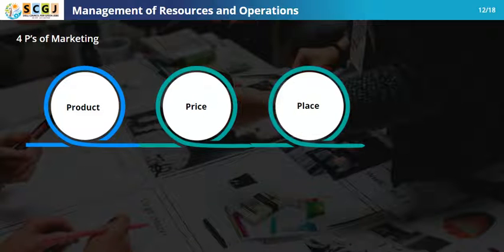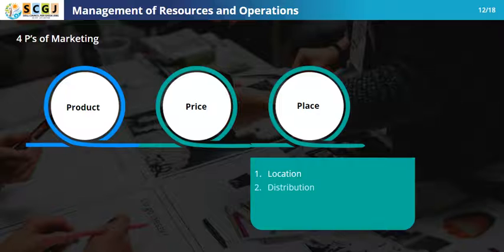Place. The place comprises two main aspects, location and distribution. Location of the customer impacts the profitability and sale prospects of the business. If a business is set up in an urban area, it will not have many problems if its customers are from urban areas too. However, if the business belongs to a rural area but its customers are in urban areas, this will add to its costs.